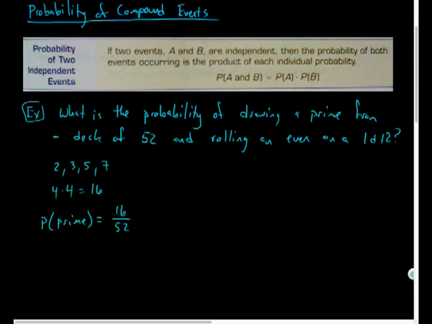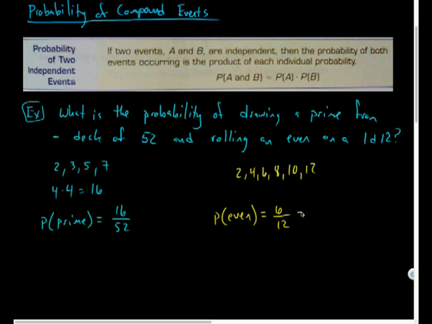All right. And now what I'm going to do is calculate the probability of this separate event. So the probability of rolling an even on a 12-sided die. The even numbers on a 12-sided die would be 2, 4, 6, 8, 10, and 12. So the probability of getting an even, there are 6 outcomes there that are successful, 12 possible ones, and that's what I would get.